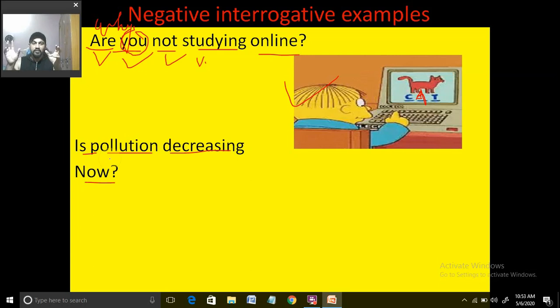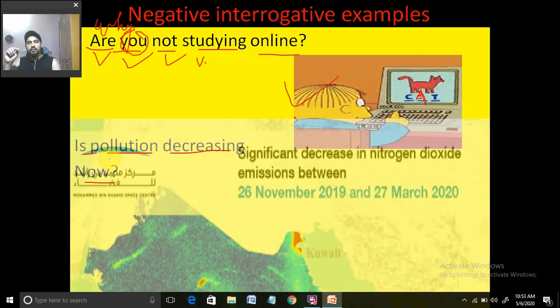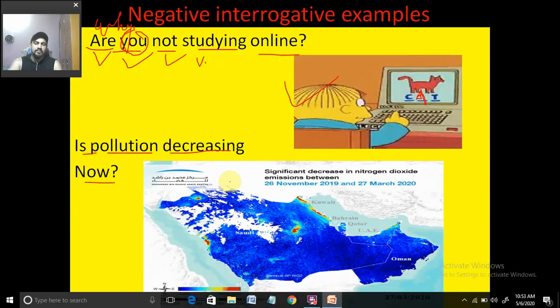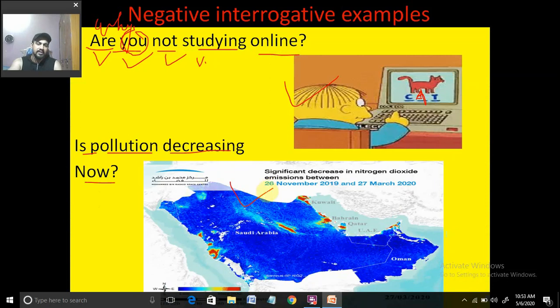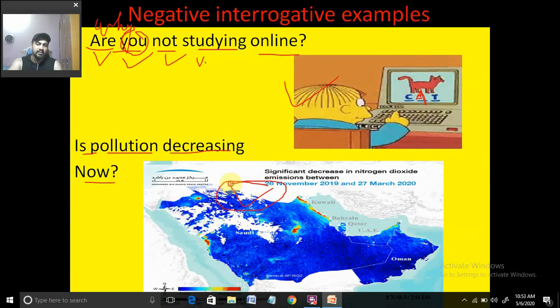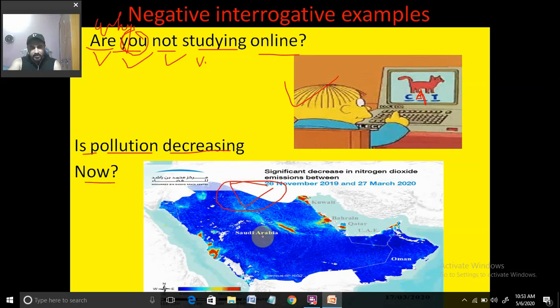You will get to know how to use them. Okay, now you can see that picture. Here, I'm not using the Indian scenario, I'm showing the scenario of some other country, Saudi Arabia.